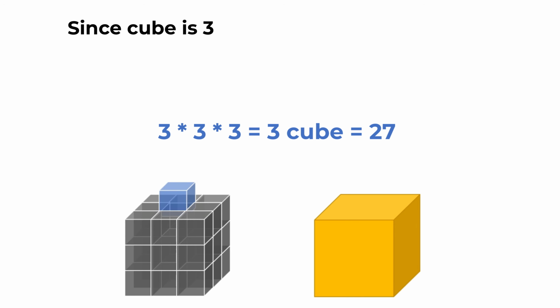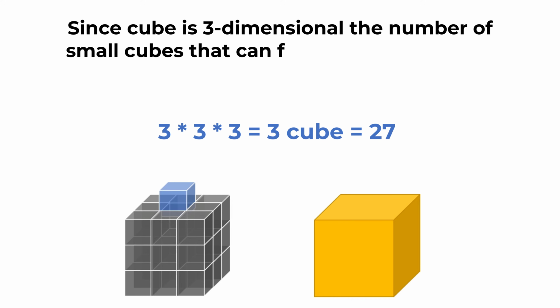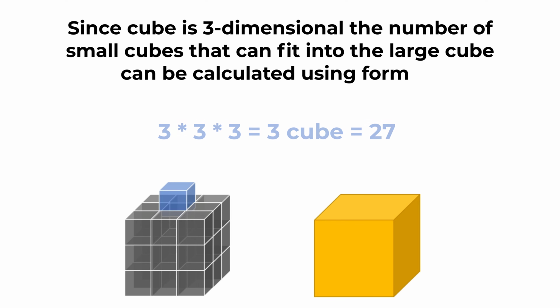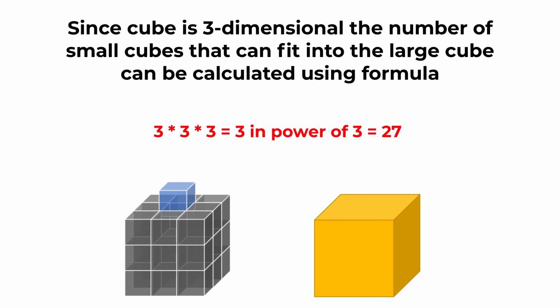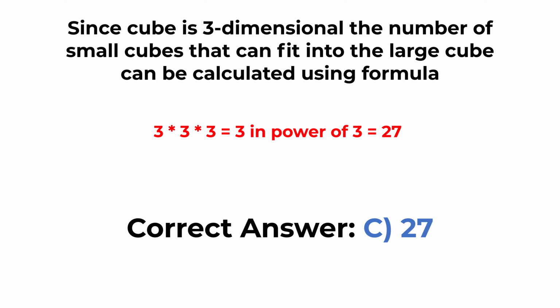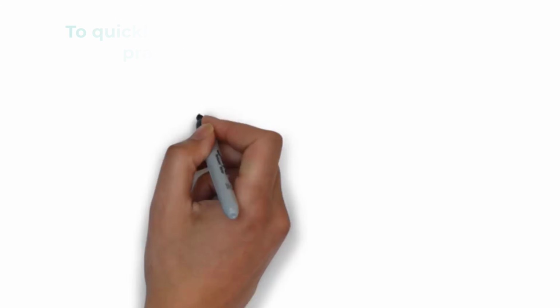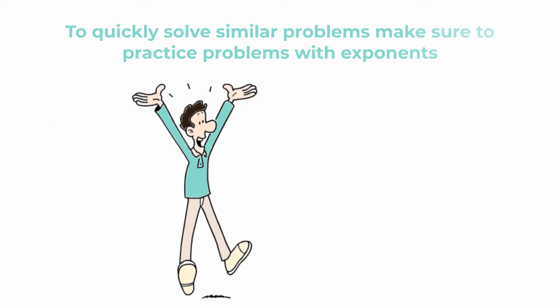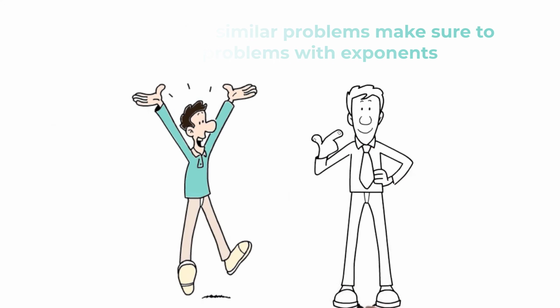Since a cube is 3-dimensional, the number of small cubes that can fit into the large cube can be calculated using the formula 3 multiplied by 3 multiplied by 3 equals 3 cubed equals 27. So the correct choice here is choice C, 27. Hopefully you've nailed this question and now know how to answer similar problems on the test.